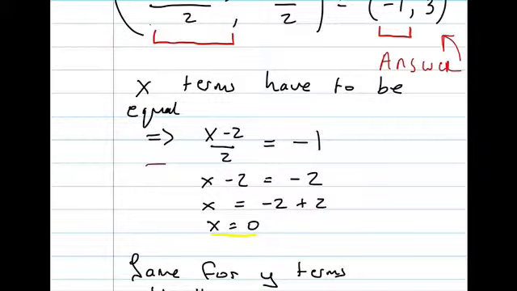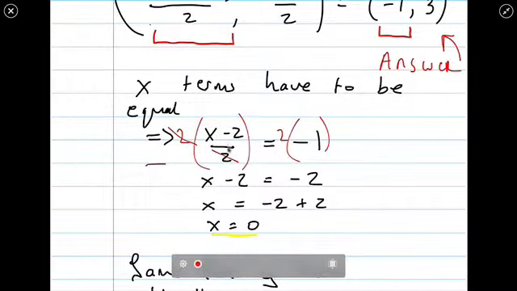Are you all okay how I got to this line? What I did here was I multiplied both sides by 2. And what happened then? The 2s cancelled, and I'm left with x minus 2. Are you all okay with that? Liam? Yeah, x minus 2 is equal to 2 by minus 1, which is minus 2. x is equal to minus 2 plus 2. x is equal to 0. So I found what x was.